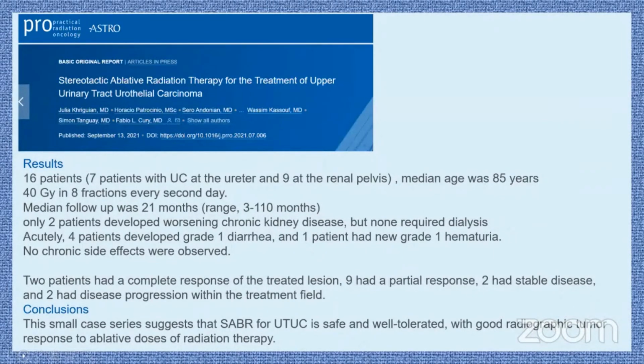Next, these are some of the local therapies which also show evidence of positive results in high risk urothelial malignancy for prevention of recurrence.